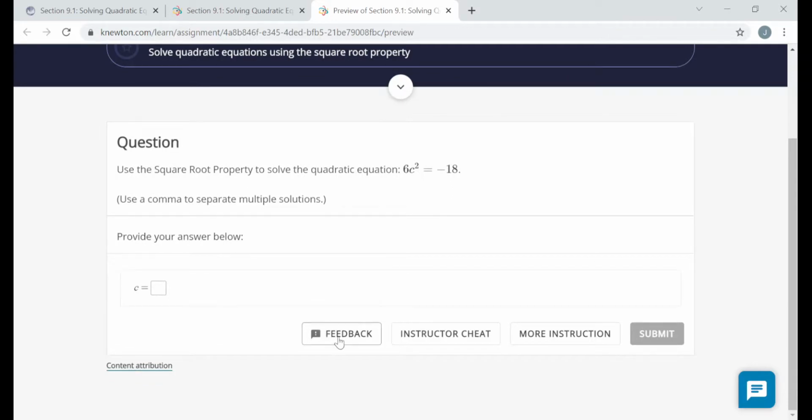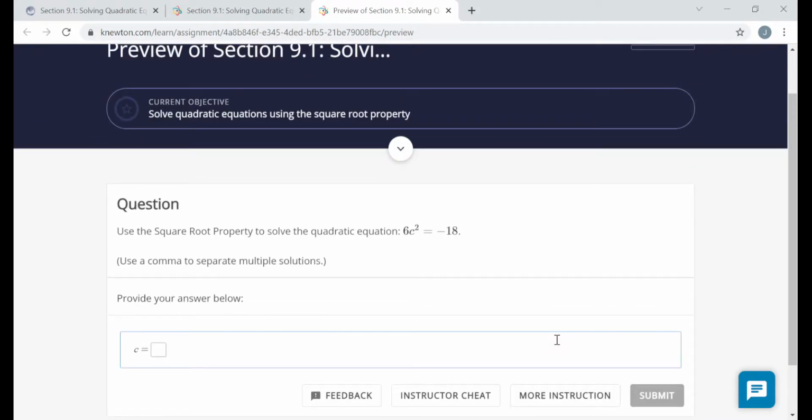In every question box at the bottom, you should see a feedback button, which you can send feedback to Knewton through. You will not see the instructor cheat button; this is for instructors only. But you will see a more instruction button, which I highly recommend using. Click on the more instruction button and you'll be provided with further reading material or videos or both that will hopefully help you in dealing with questions related to a certain objective.